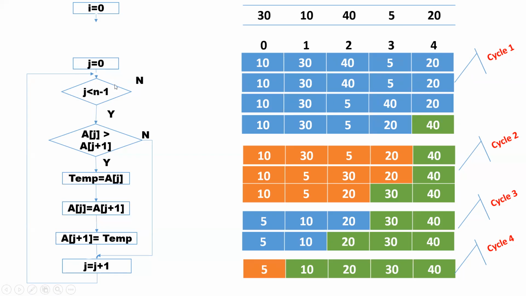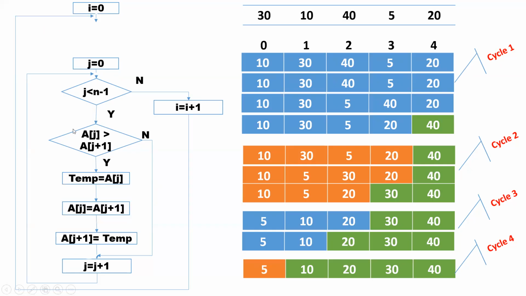Once this condition becomes false, first cycle is over, we go to the next cycle. Going to the next cycle means we increment the value of i equal to i plus 1. So i becomes 1. It represents the second cycle. The second cycle again starts with the same operation. That means we have to restart the process from j equal to 0.